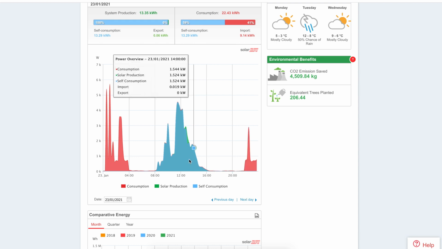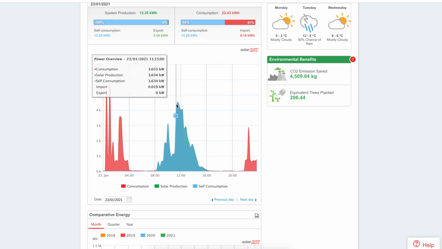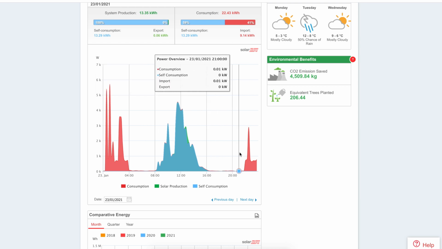Not a bad day again, bit overcast. So we've got a little spike there up to 4.5 kilowatts, but 13.35 kilowatt hours of energy for the day. And again, we do need to start pulling from the grid in the late hours of the evening.